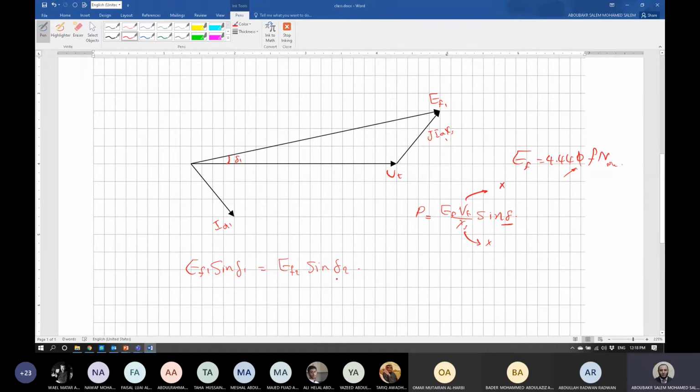if the load increased to a value of delta 2, what can we do in order to keep the value of EF1 sine delta 1 equal to EF2 sine delta 2? Change the current. Change the field current, exactly. So we can change the excitation in order to keep power constant.